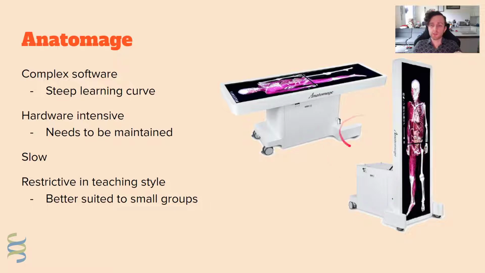So here you can just see an example of how you can deploy the Anatomage table. It's definitely not a small resource, it is quite large. I believe this table itself is probably about 6 foot in length, so a couple of meters. You definitely need to have space for it, but you can see here that you can have it either horizontally or vertically, depending on your space, your needs, and how you're going to be conducting your teaching.